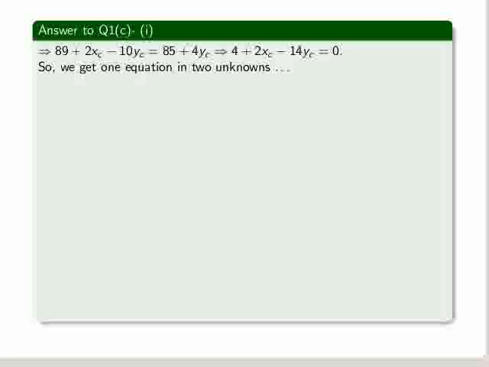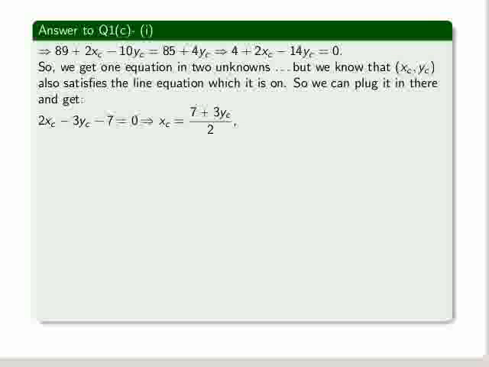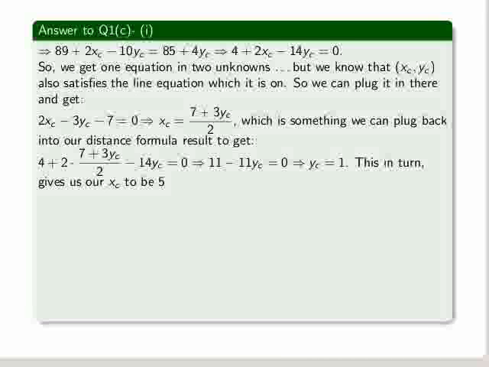It's an equation, as I said, in two unknowns. But we know that xc, yc also satisfies the line equation which it is on, so we can plug it in there. And then we get 2 times xc plus minus 3yc minus 7 is equal to 0. So we get xc in terms of yc, as shown, which is something we can plug back into our distance formula result to get, once again, as shown, that 11 minus 11yc is equal to 0. So that implies that yc is equal to 1. This in turn gives us our xc to be 5.